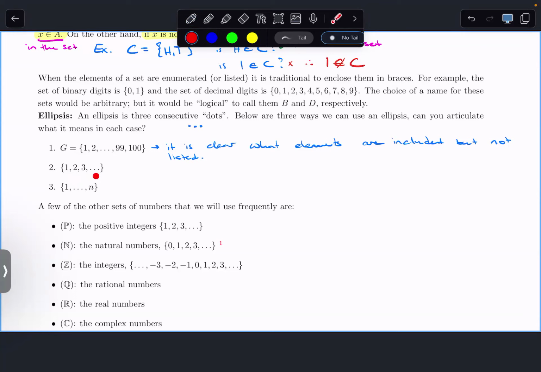One, two, three, dot, dot, dot, ellipses. In this case, we understand that the list goes on indefinitely, which is a different meaning, slightly. They're all similar. The first keeps going until 100. If there's no end, then the list goes on indefinitely.